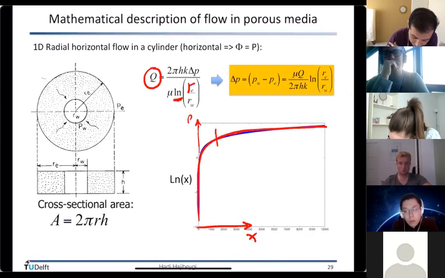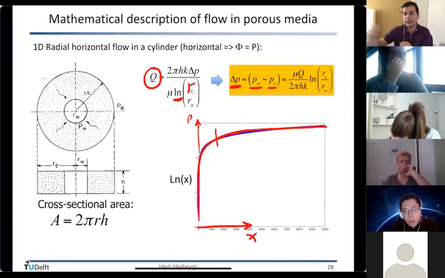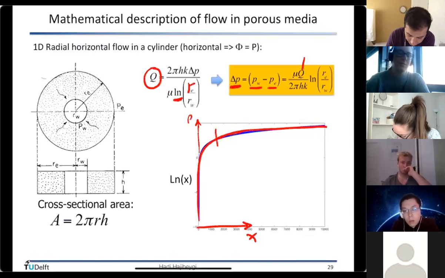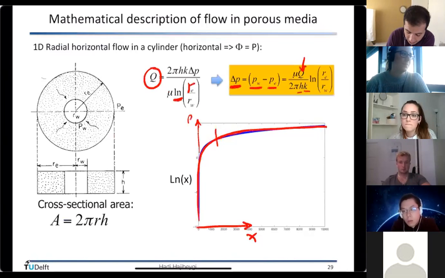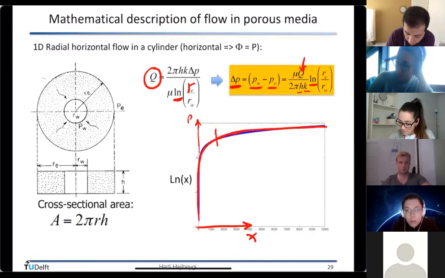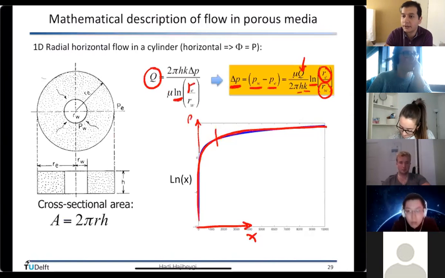Okay, so delta P, which is the pressure at the well minus any other location like E or any other location, P, would be proportional to the flow rate that you have in your well, permeability, cross-section area, viscosity, and the logarithm of the ratio of the R you want to study the pressure at and the R of the well.